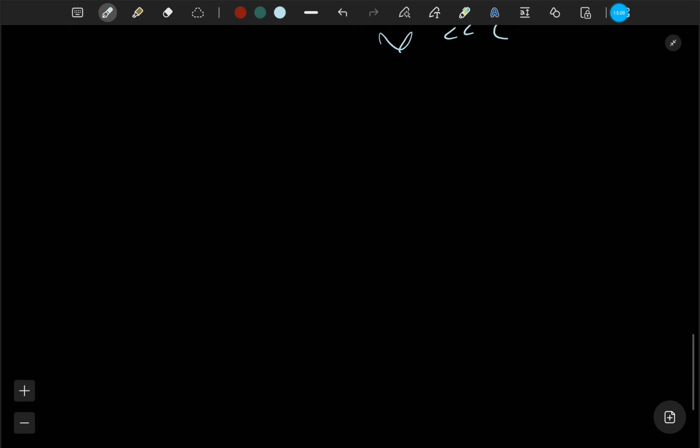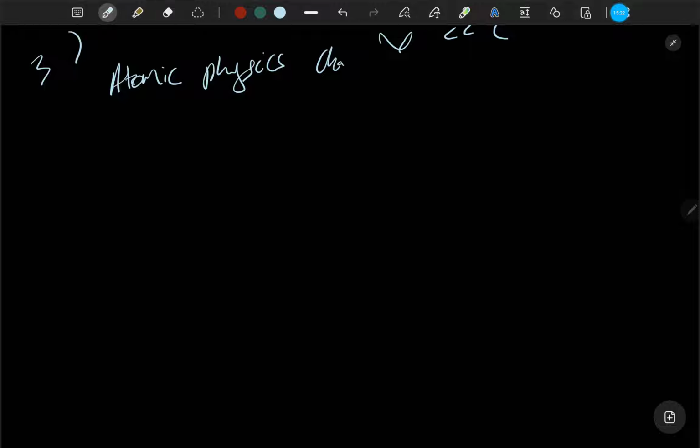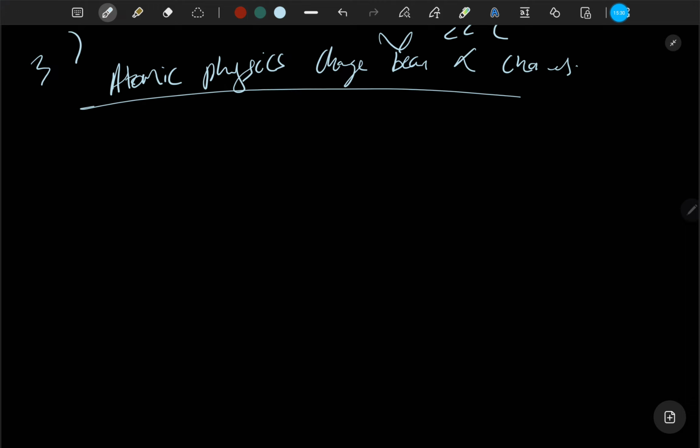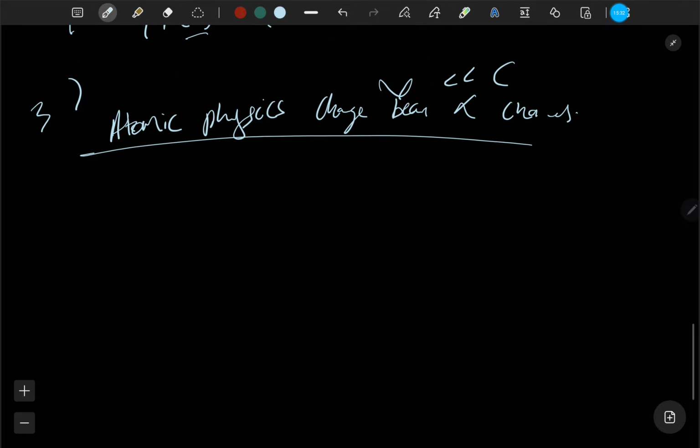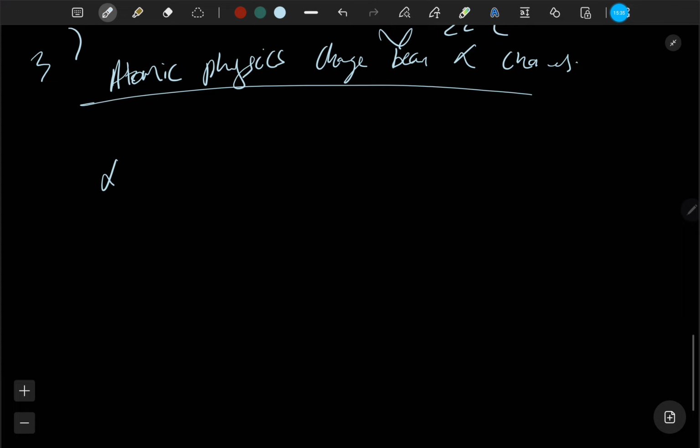And one more observation from this is atomic physics changes because of alpha change. And just recall the previous equation we wrote for this, the fine structure one, 4 pi epsilon naught, this one.